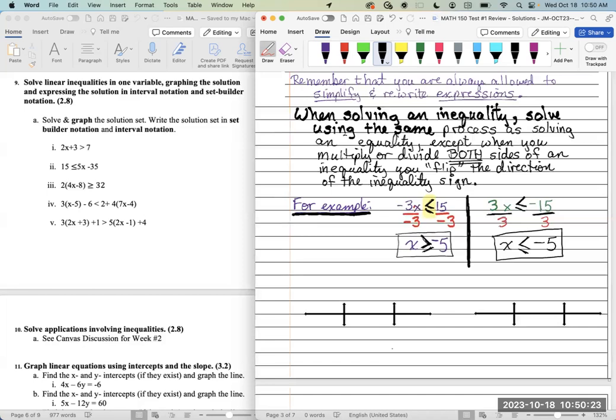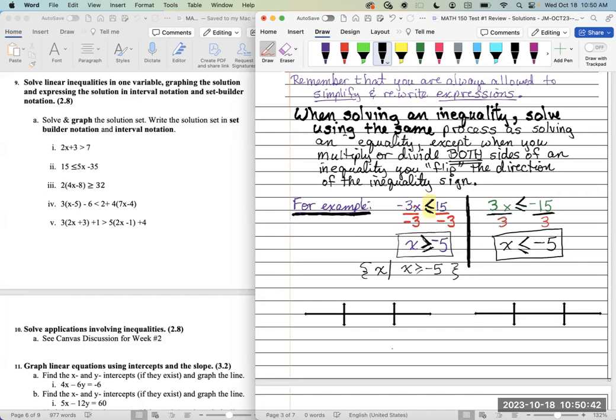There's the equation. And then if I were to write it in set builder notation, it will look like the squiggles for set notation. Tell the reader which variable you're using, and then copy the equation.